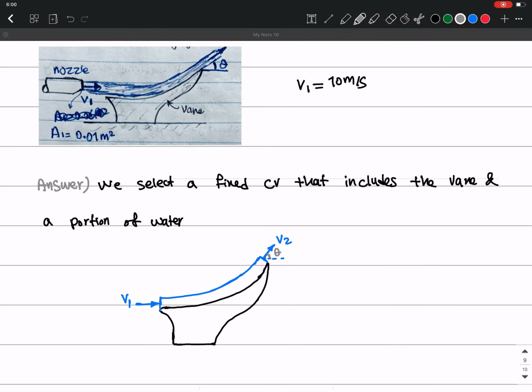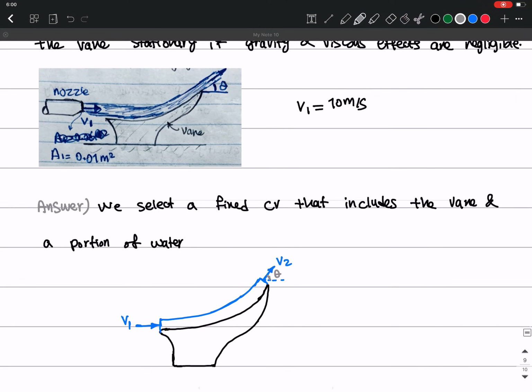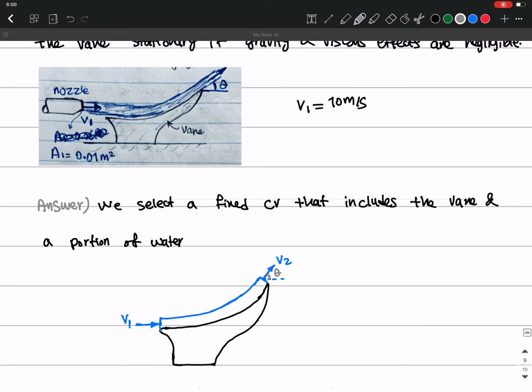Okay, so the CV that I want to use, because I need to find and determine the anchoring forces, I want to put my CV first from here, because these are the anchoring forces that are applied here. So I want to calculate the external forces over the system here, and because I know the velocity here, it should also include it. So this is how I'm going to choose and select this CV.